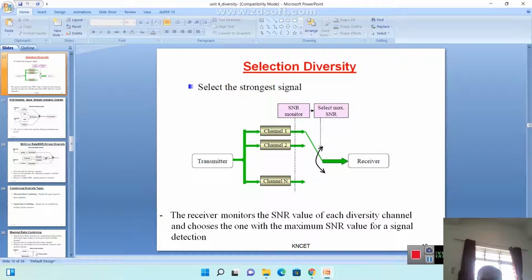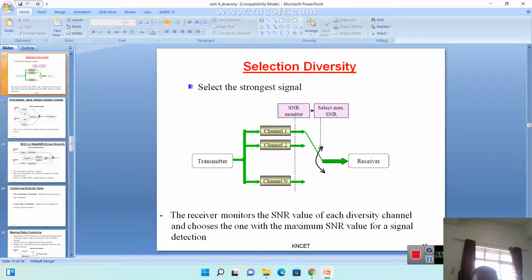For selection diversity, the input on the transmitter side has channel 1, channel 2, up to channel n. These give an output to an SNR monitor. What is the use of the SNR monitor? The SNR monitor selects whether a signal is strong or not. A weaker signal is not suitable for selection diversity; only the stronger signal is eligible. So it selects the maximum SNR.